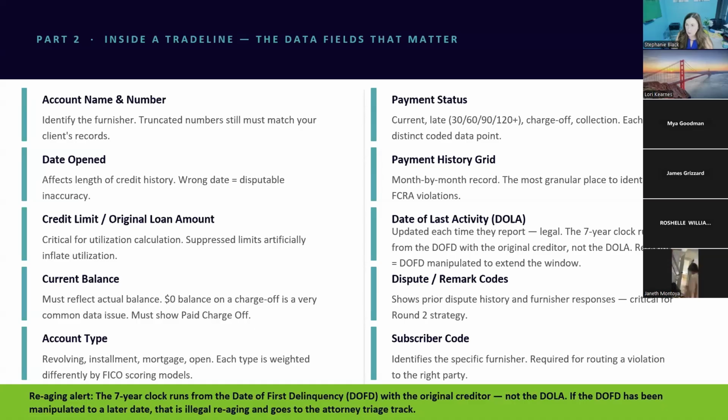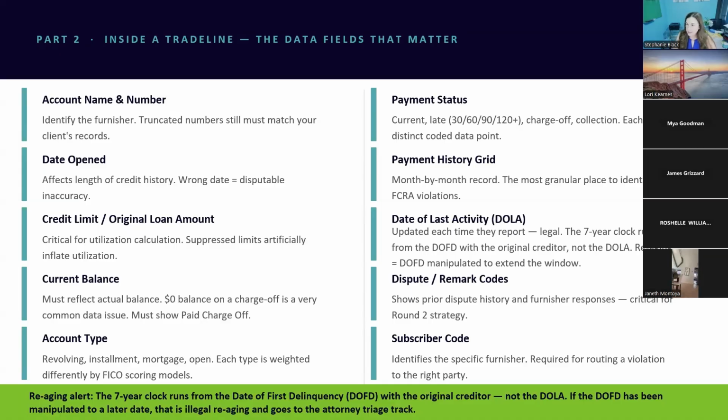So payment status, 30, 60, 90, 120s. We just need to understand those. Payment history grid. This is the month-to-month record, and we're looking at these records, right? We're definitely going through and we're seeing, are the 30-day lates all reporting in March, or is there one reporting in December, one reporting in March? Just looking for inaccuracies and things like that.